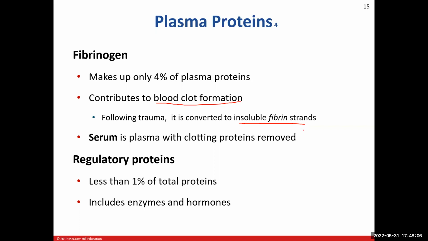So when you talk to folks that are discussing when they've had their blood drawn and they're selling plasma and things of that nature, you may have heard the term serum, right? And we're not talking about the truth serum or anything like that. When we're talking about serum, basically serum is going to be your blood plasma with the clotting proteins removed. And then we have our regulatory proteins. Again, these are some more enzymes and some other hormones involved.